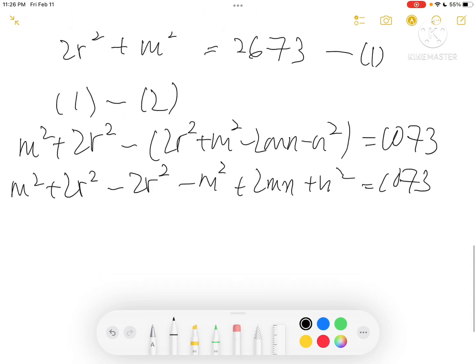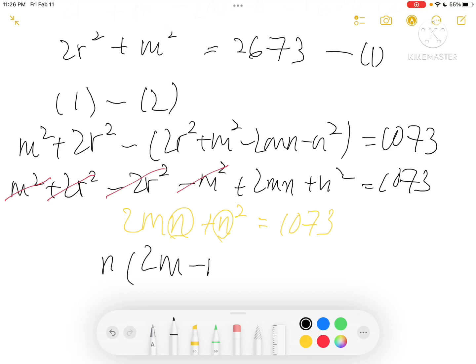So now we can cancel a lot of terms, which simplifies the expression: m squared minus m squared. So this will simplify into 2mn plus n squared is equal to 1,073. We can actually factor out the n because it's a common variable. So it's (n minus 2m) times n equal to 1,073.